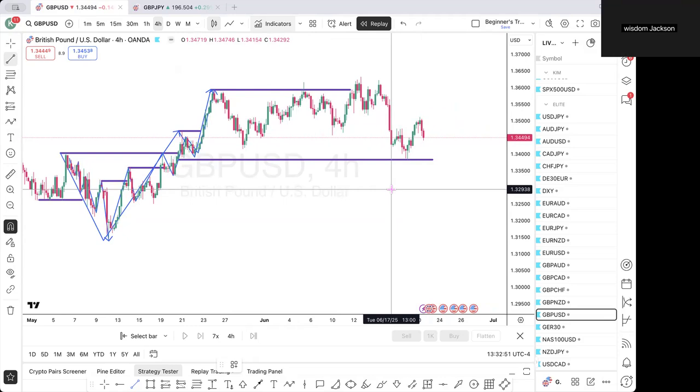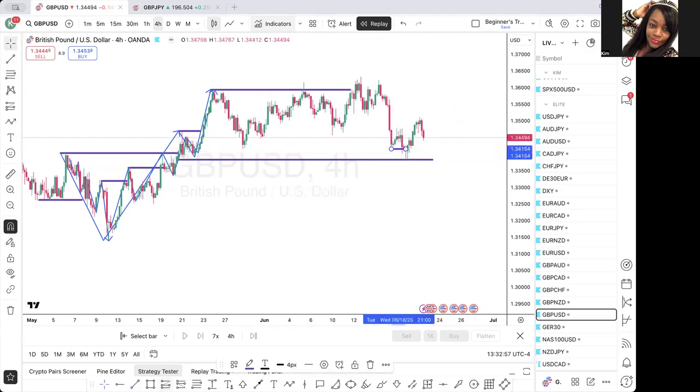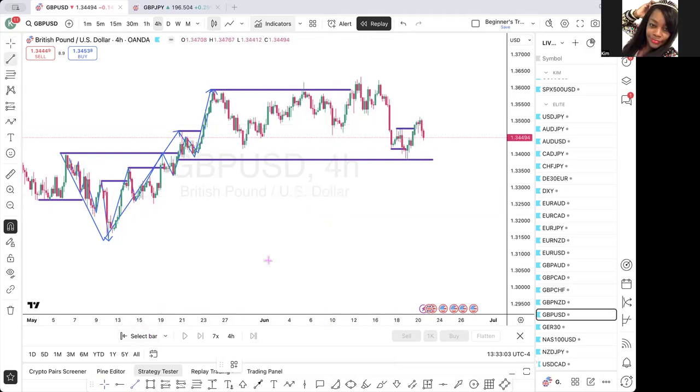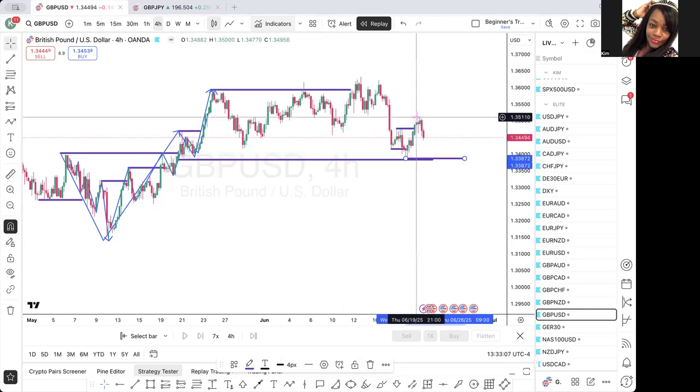Okay, that's a change. MSS, market structure shift. So you had a break of structure here. Yeah. You had a swing high. Yes. And then you had a swing low, and price shifted in structure. Now, what is price going to do?